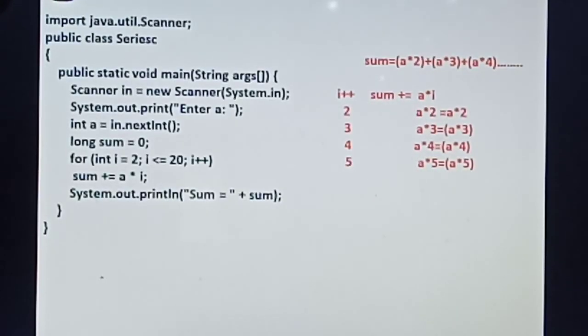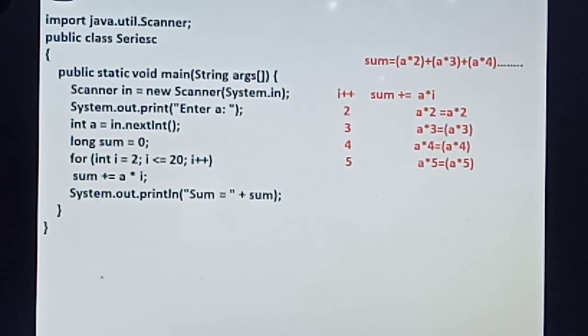Now we come to the third series. Third series, public class SeriesC. Then the main function you have to write, the Scanner class you have to use, and you have to print "Enter a". Then int a equal to in.nextInt, then long sum equal to 0. Then for, open the bracket, int i equal to 2; i less than or equal to 20; i plus plus, and you have to find the sum plus equal to a into i. Then you have to print that sum.